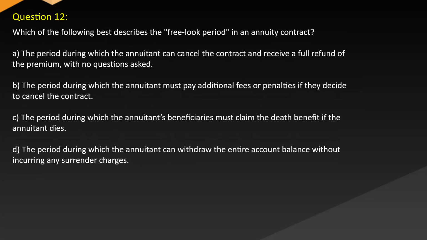Question 12. Which of the following best describes the free look period in an annuity contract? A. The period during which the annuitant can cancel the contract and receive a full refund of the premium with no questions asked. B. The period during which the annuitant must pay additional fees or penalties if they decide to cancel the contract. C. The period during which the annuitant's beneficiaries must claim the death benefit if the annuitant dies. D. The period during which the annuitant can withdraw the entire account balance without incurring any surrender charges.